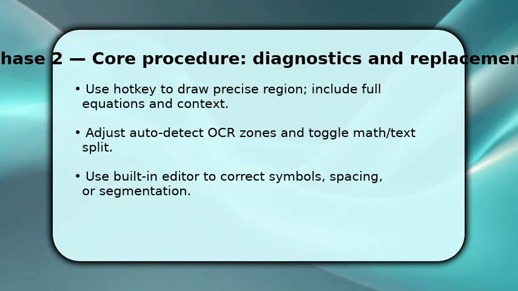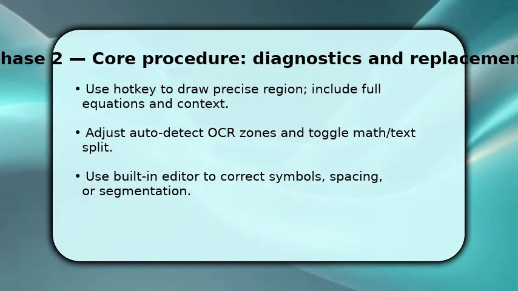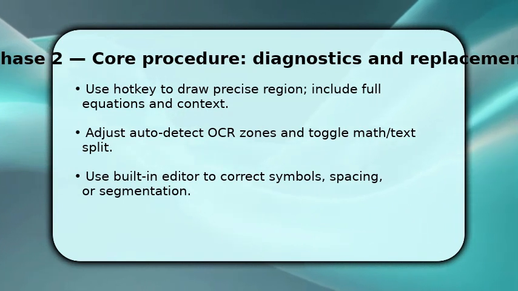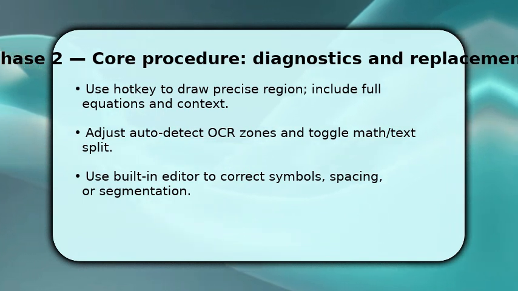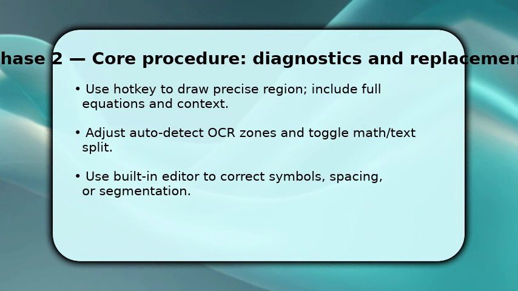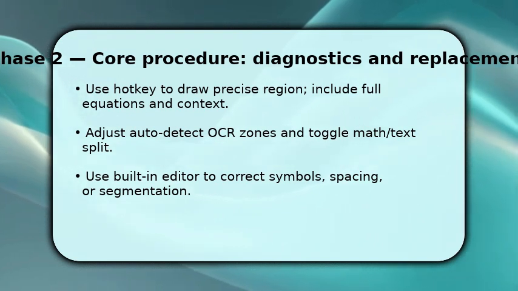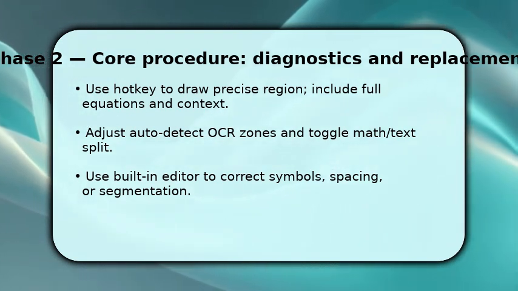You press the hotkey and drag a precise selection around the equation or page. Include a little margin so Mathpix detects baseline and context. Once snip processes, check its auto-detected zones, toggle math versus text if needed, because segmentation affects LaTeX output.